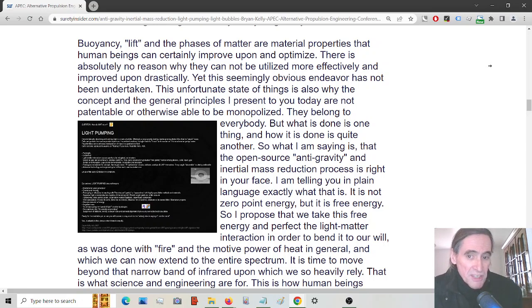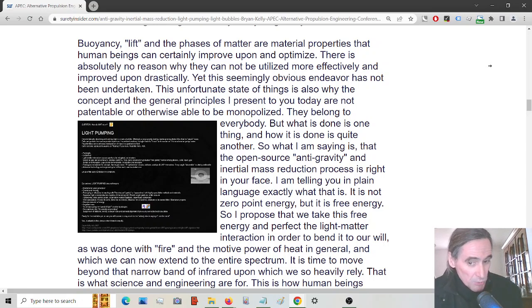This unfortunate state of things is also why the concept and the general principles I present to you today are not patentable or otherwise able to be monopolized. They belong to everybody. But what is done is one thing, and how it is done is quite another. So what I am saying is that the open source, anti-gravity, and inertial mass reduction process is right in your face. I am telling you in plain language exactly what that is. It is not zero-point energy, but it is free energy.